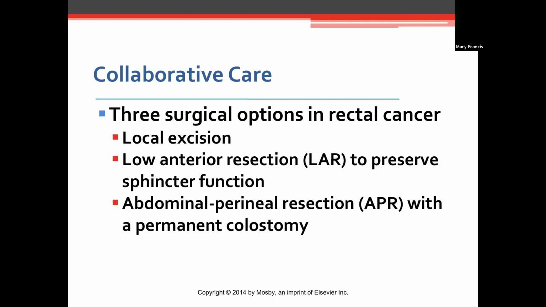There are 3 surgical options in rectal cancer. They could have a local excision, or a low anterior resection to preserve the sphincter function. To preserve the sphincter function means that you are allowing the patient to still be able to manage their own stool. The third is abdominal perineal resection with a permanent colostomy. That usually means that so much of the bowel had to be removed in order to have the best outcome as far as cancer.